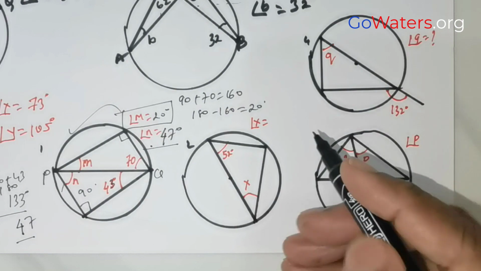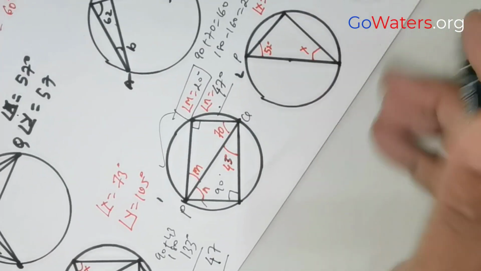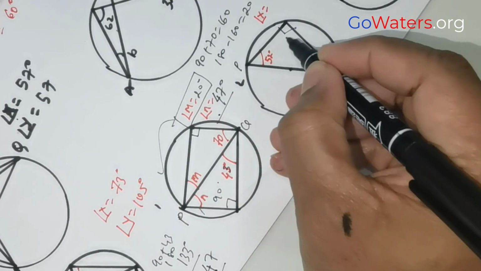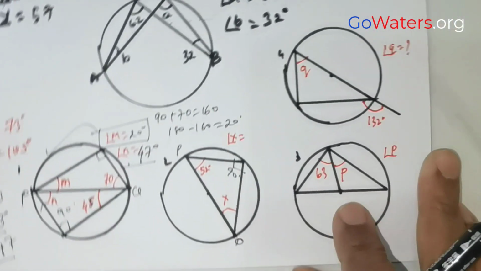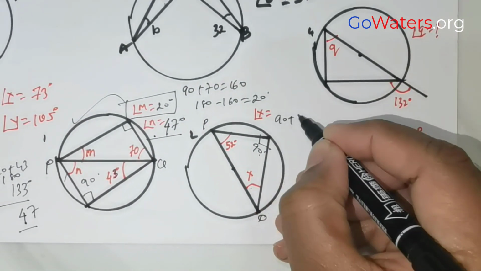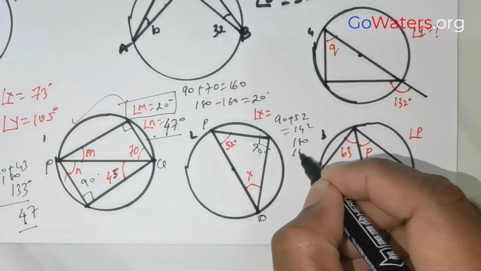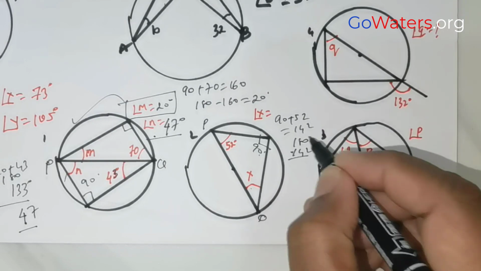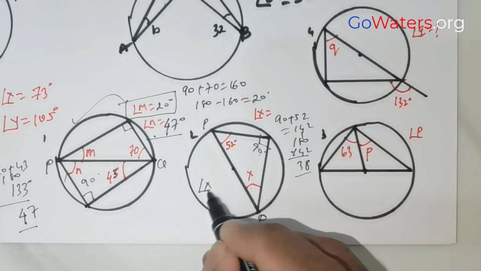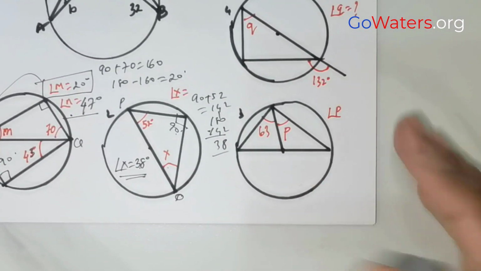Coming back over here, as I mentioned to you, if I take this as P, I see a diameter here. This as P, this as Q. This should be 90 degrees. So we are expected to find X. So 90 added with 52 is 142. So from 180 I subtract 142. So angle X is 38 degrees. So that's the solution here.